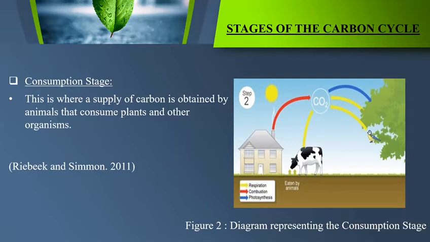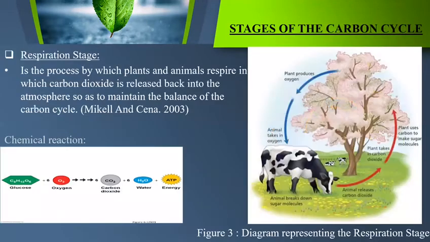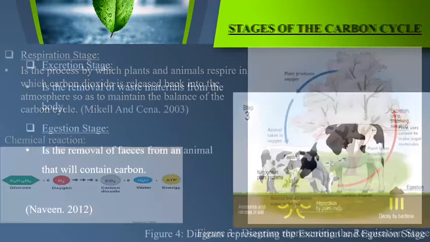plants. Next is the respiration stage, and this is when autotrophs, heterotrophs, and decomposers require and release carbon dioxide into the atmosphere. The chemical reaction, which is aerobic respiration, is where glucose and oxygen is converted to form carbon dioxide, water, and adenosine triphosphate. Then there is the excretion and egestion stage.